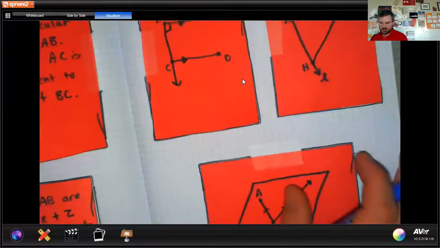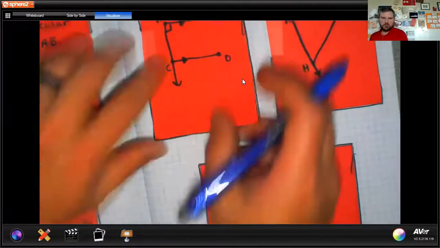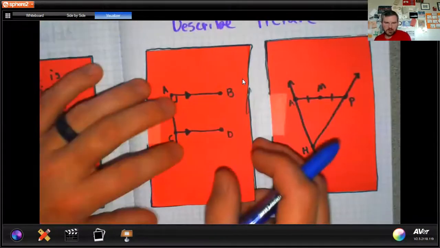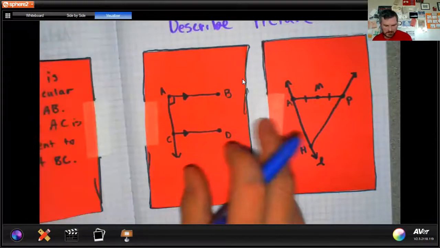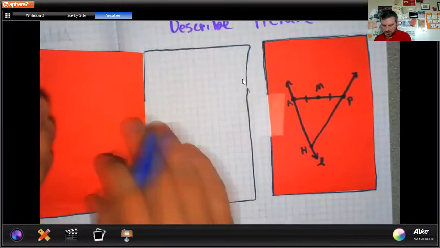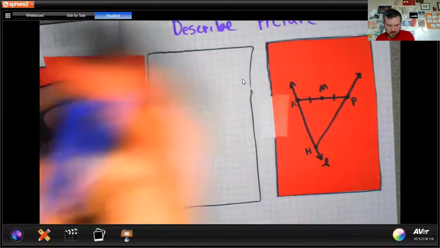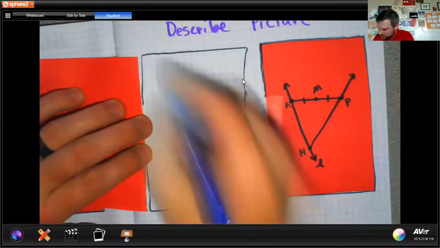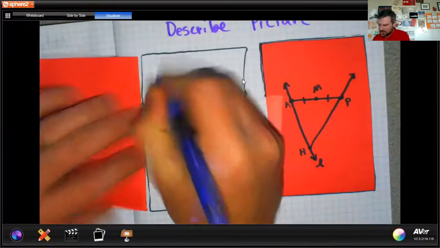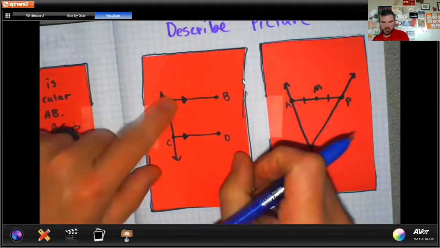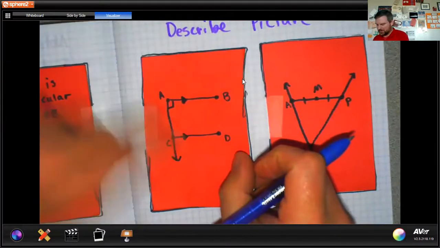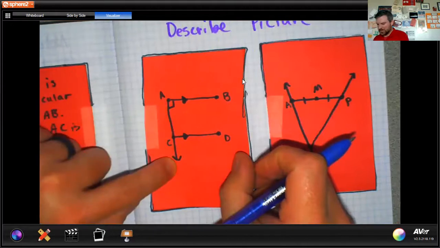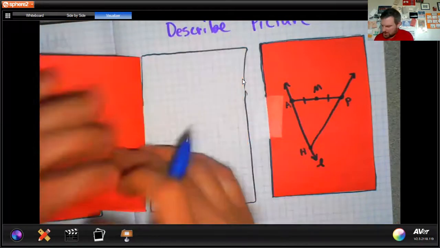All right, and then here we need to write the description of how to draw this, okay? So you can write this a couple different ways. I'm just going to show you what I have here. Okay, so the first thing is I have these two segments that are parallel, and then I have this ray right here that is perpendicular. So I want to make sure I include those words.